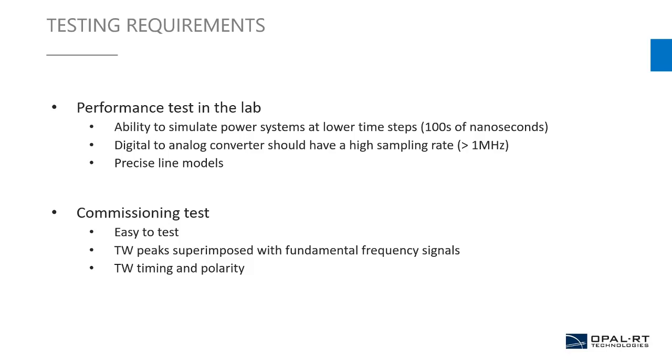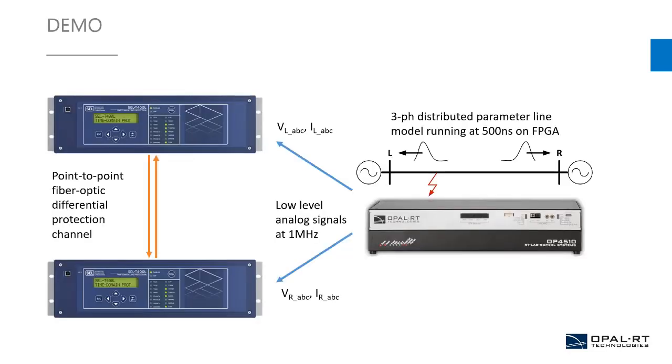When it comes to commissioning tests in the field, the current solution on the market is to superimpose the traveling wave peaks together with the fundamental frequency signals. So in this case, the timing and the polarity of the traveling wave peak injection is very important. In today's demo, we are testing the double-ended fault locating algorithm, as well as the traveling wave 87, which is the differential protection scheme, and we're using two SEL T400L relays.